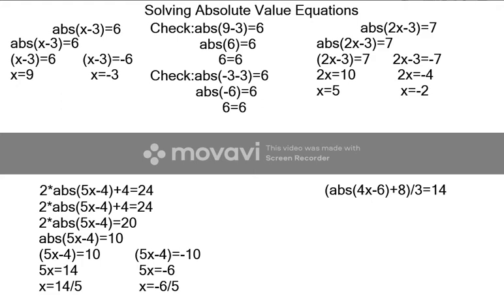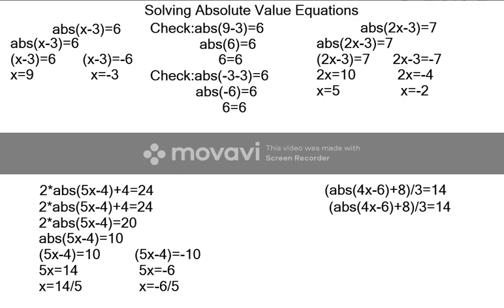Alright, so for this question, basically the only difference is that I added a division sign. So it's basically just like solving linear equations, this process up to the absolute value, and then you split it up into two linear equations. So let's do it. So we have the absolute value of (4x minus 6) plus 8, all divided by 3, equals 14.